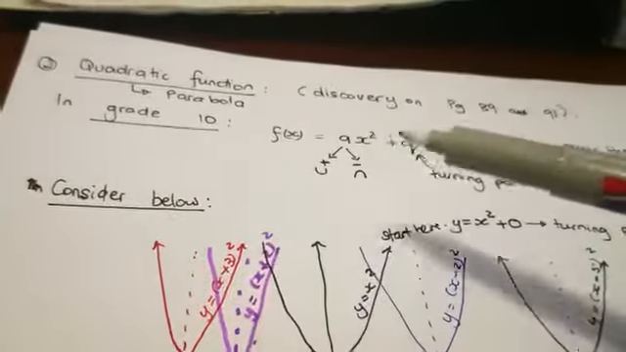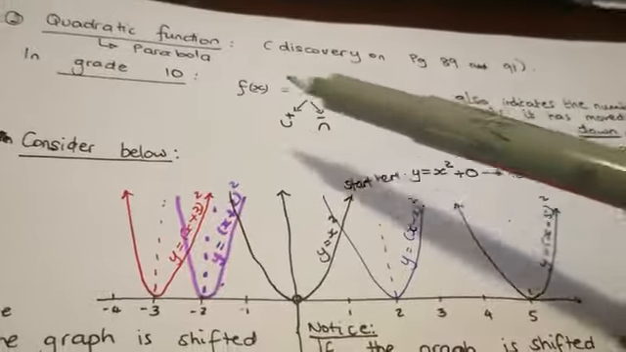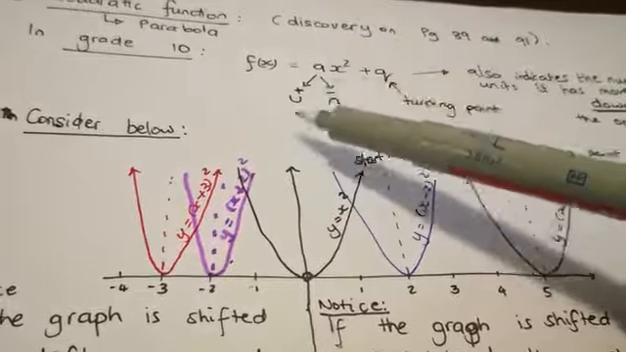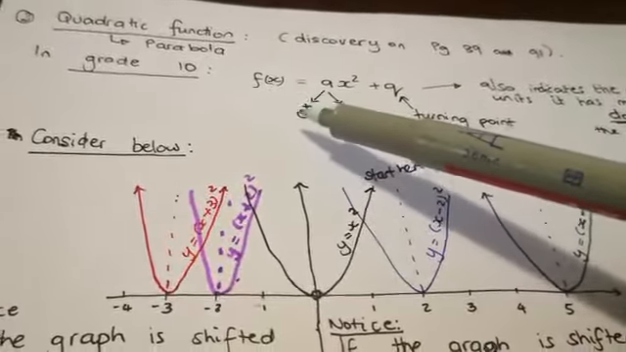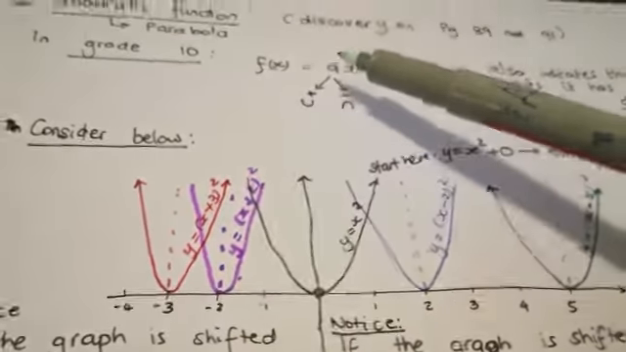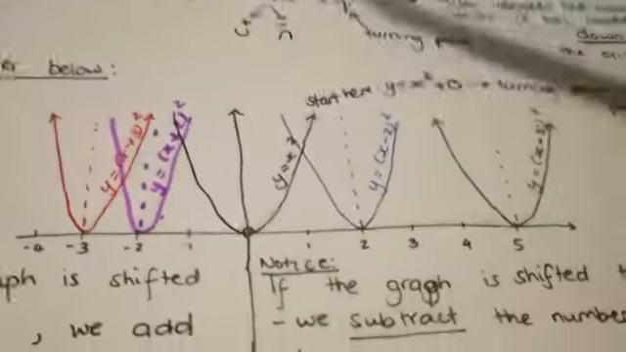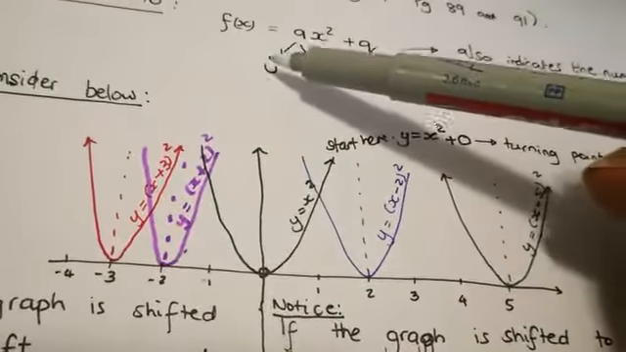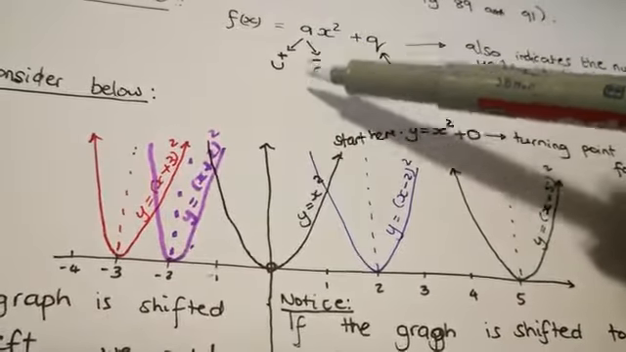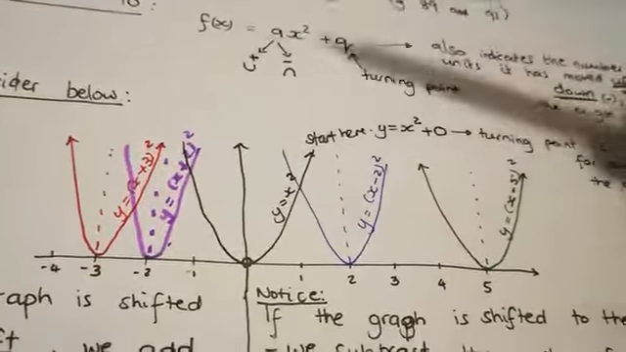So in grade 10, what you did was f of x equals ax squared plus q, where a is giving you the shape, the orientation of the parabola. If a was positive, then it was going to be concave up, which is the smile. And if it was negative, then it was going to be concave down, or just sad. Remember, if you're a positive person, you always smile. If you're a negative person, you are always sad. So that is what we associate this with.